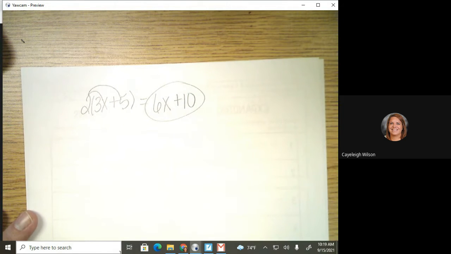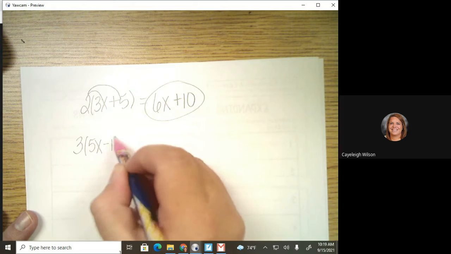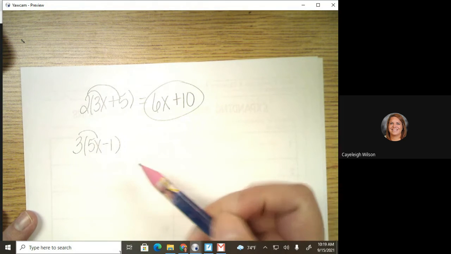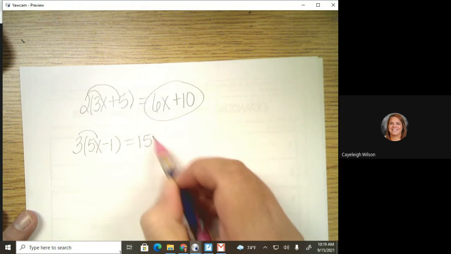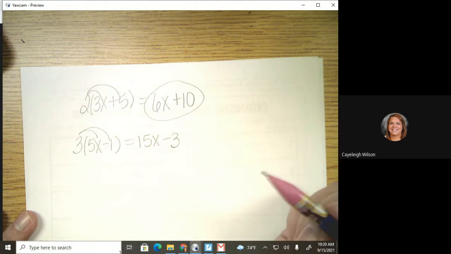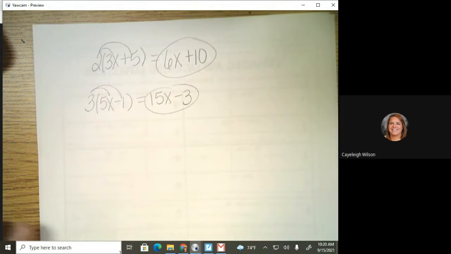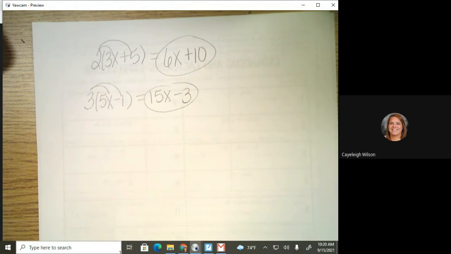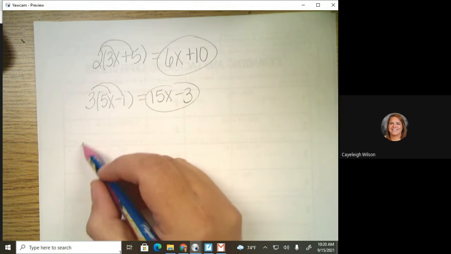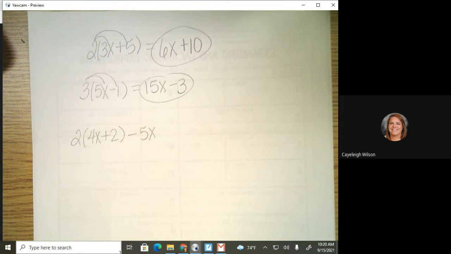And those are not like terms because one has an x and one is a number, so I couldn't put them together. I also did stuff like this. 3 times 5x is 15x. And 3 times -1 is -3. And then those are not like terms, so I just left it, okay? Then we got into some that also had some like terms in it. So we did stuff like this.